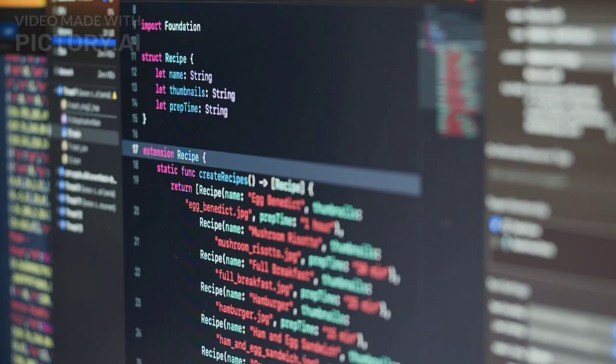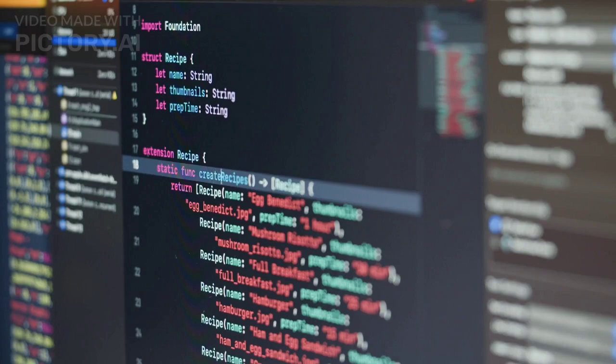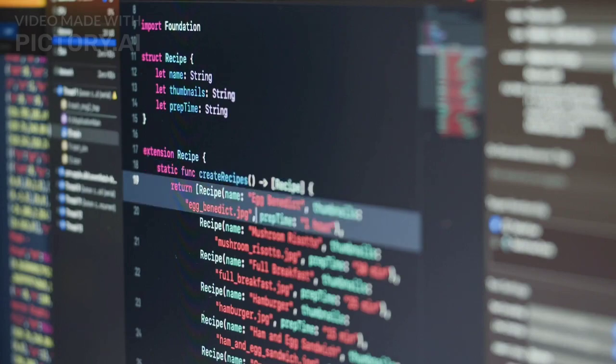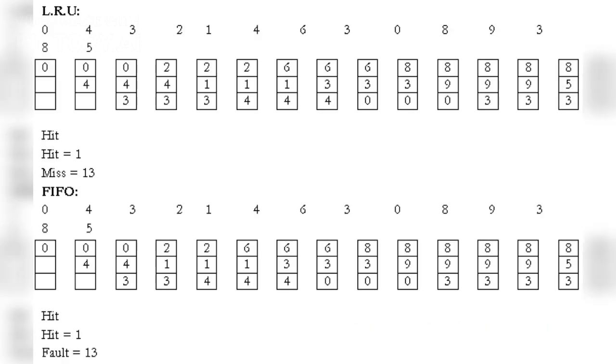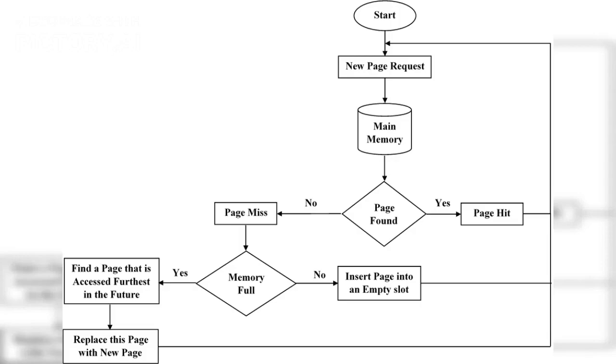But wait, how does the operating system know which pages to swap? That's where virtual memory management algorithms come into play. These algorithms decide which pages should be moved in and out of the physical RAM, aiming to optimize performance. There are various page replacement algorithms like LRU, least recently used, FIFO, first in, first out, and optimal. LRU replaces the least recently used page, while FIFO replaces the oldest page. Optimal, on the other hand, replaces the page that won't be used for the longest duration.